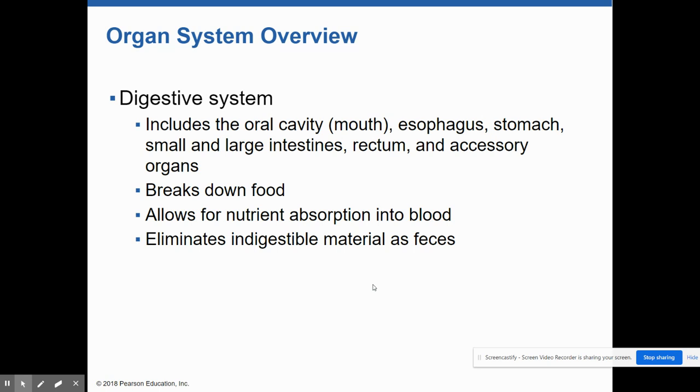Next up is the digestive system. This includes the oral cavity, the esophagus, the stomach, the small and large intestines, the rectum, and the accessory organs. It helps break down food, it allows for nutrient absorption into the blood, and it eliminates indigestible material as feces.